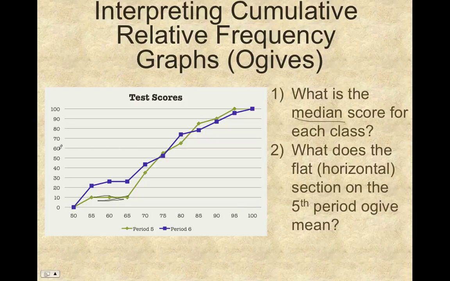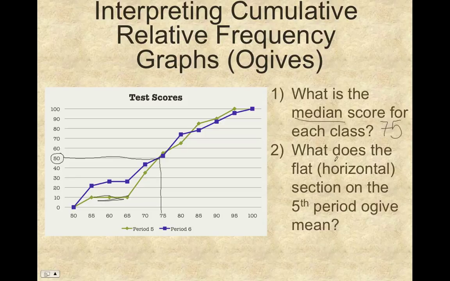Okay, for the median score, you needed to remember that the median is synonymous with the 50th percentile. So I'm going to 50 on the y-axis, and I'm tracing over. And it actually looks conveniently like they intersect there. So I think they have the same median. I trace down and it's roughly a 75. So ordinarily I would have two answers to this question, one for fifth period and one for sixth period. It just so happens that they have about the same median. So the median for each class is about a 75.